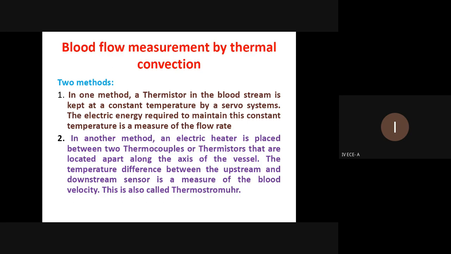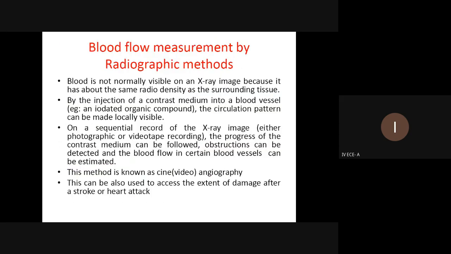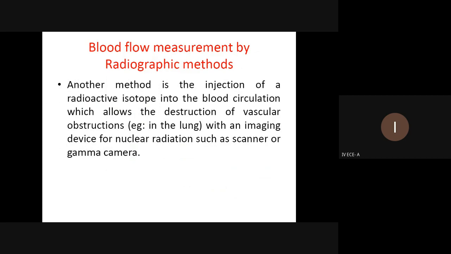In another method, an electric heater is placed between two thermocouples or thermistors that are located apart along the axis of the vessel. The temperature difference between the upstream and downstream sensor is a measure of the blood velocity. This is called a thermostromuhr. So that is the thermal convection method, where a hot object placed in a colder flowing medium gets cooled by thermal convection.